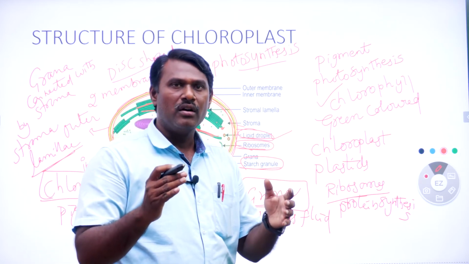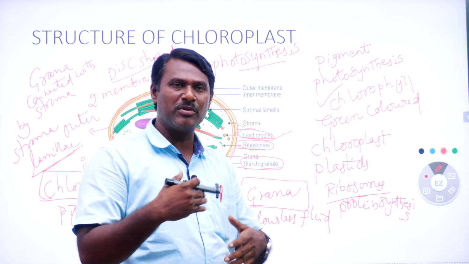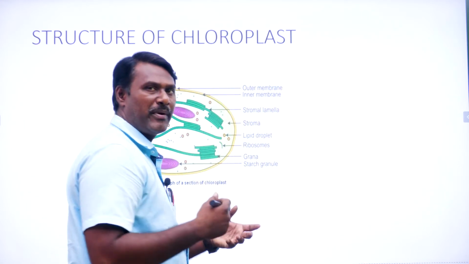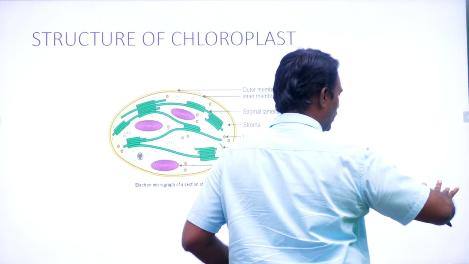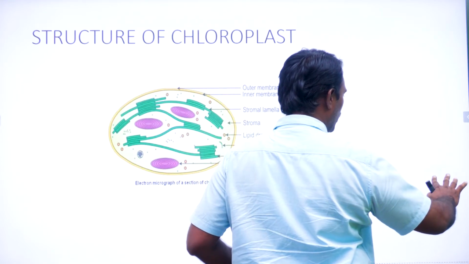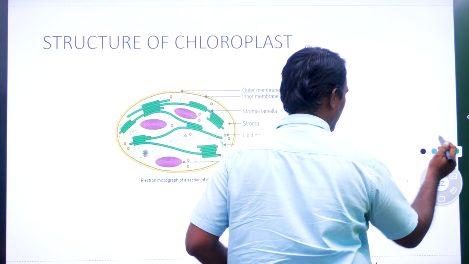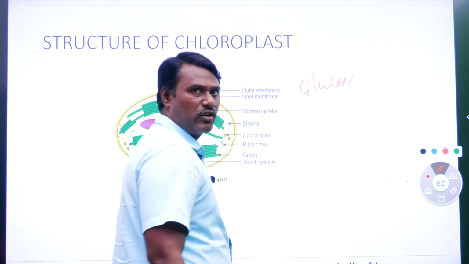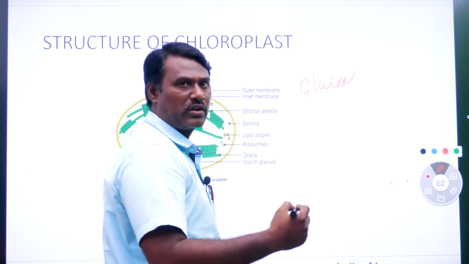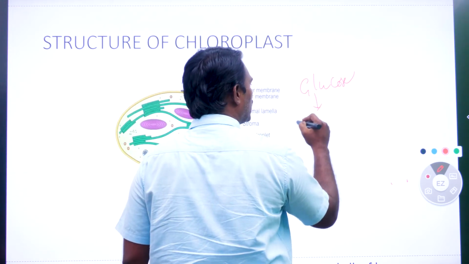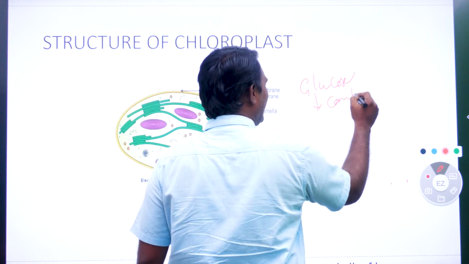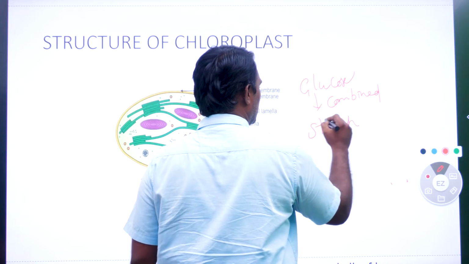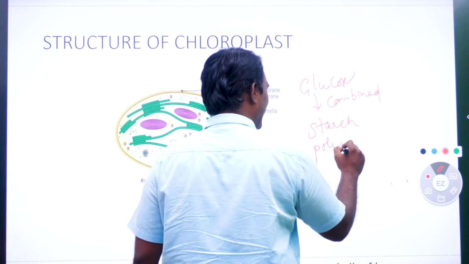Finally, by photosynthesis carbohydrates are prepared. So glucose is prepared as one of the end products, a byproduct. A number of glucose molecules are combined together to form starch. So starch is a polysaccharide.